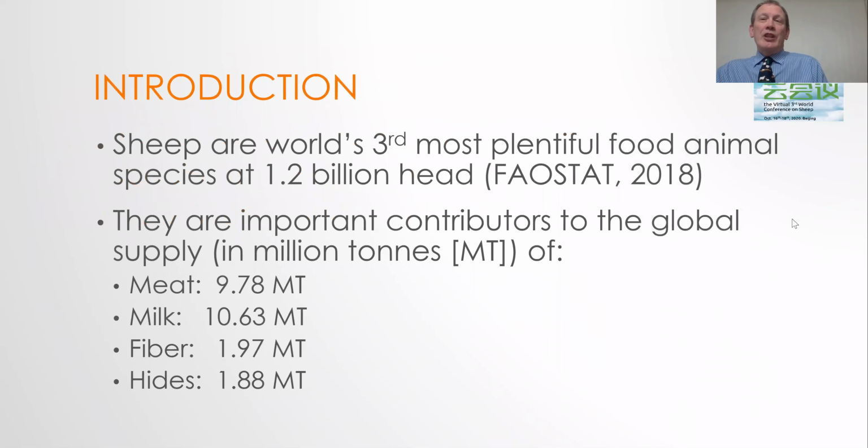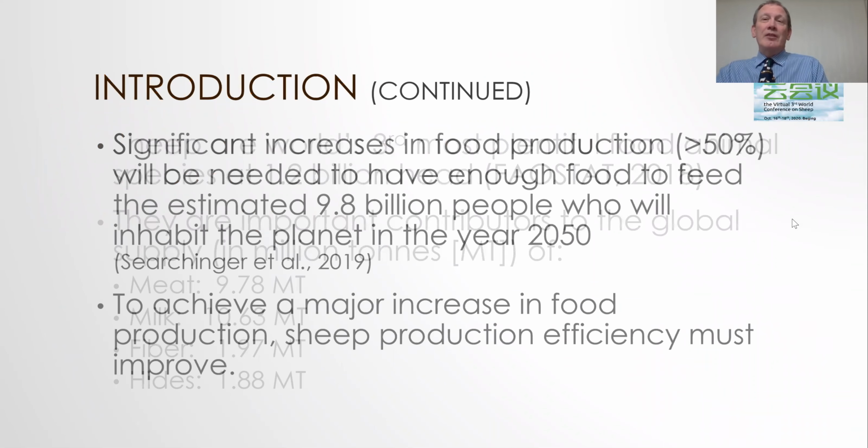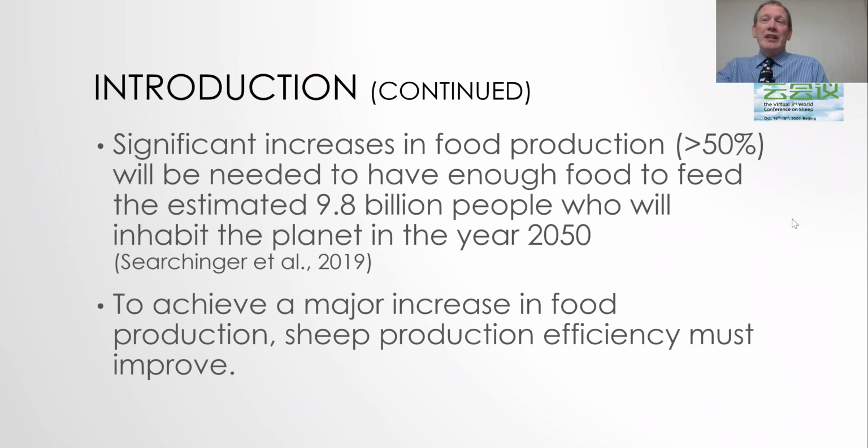So we know that sheep are the world's third most plentiful food animal species at 1.2 billion head, surpassed only by cattle and chickens. They're incredibly important contributors to the global supply of food, nearly 10 million tons of meat and nearly 11 million tons of milk. In addition, they produce a significant volume of fiber and hides. So sheep are very, very important in terms of aspects of global food security.